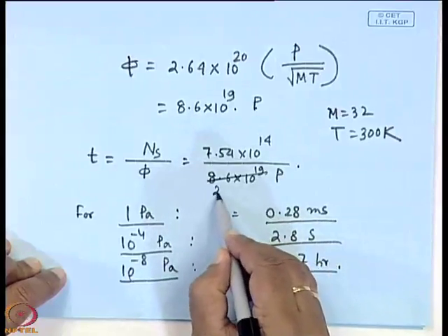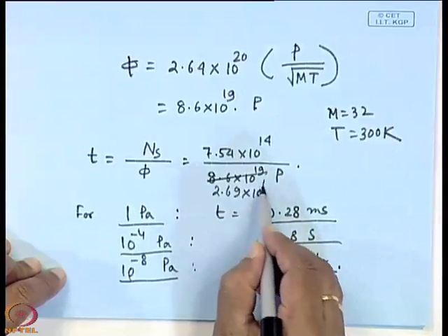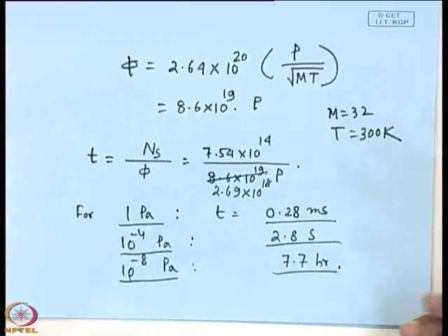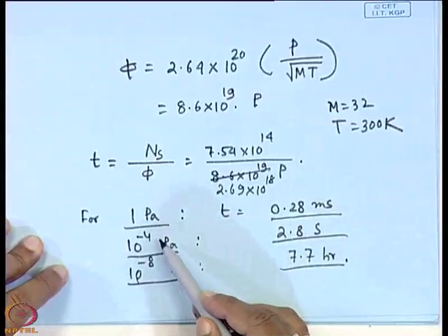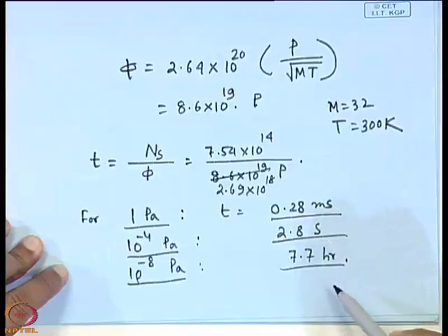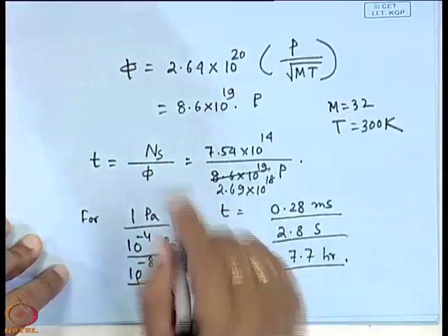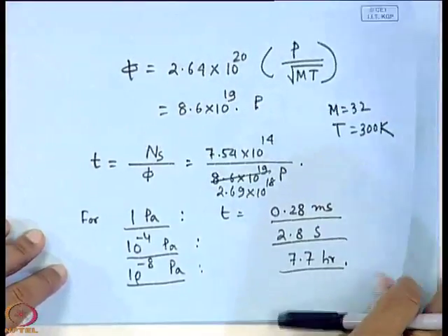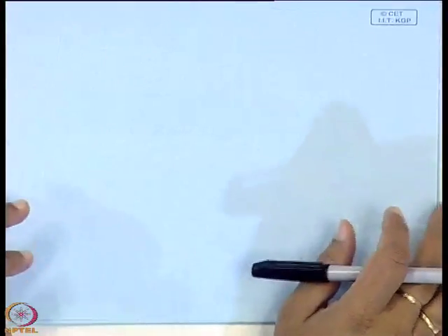This 8.6 is not right, it should be 2.69 into 10 to the power 18. Okay, it is immaterial, because you can always check. The absolute value is not important for us. For us, the important factor is that as we go on increasing the vacuum, the time increases. That is the main theme, you can check it at home, that is not a major problem. Now, the second important factor is the mean free path.